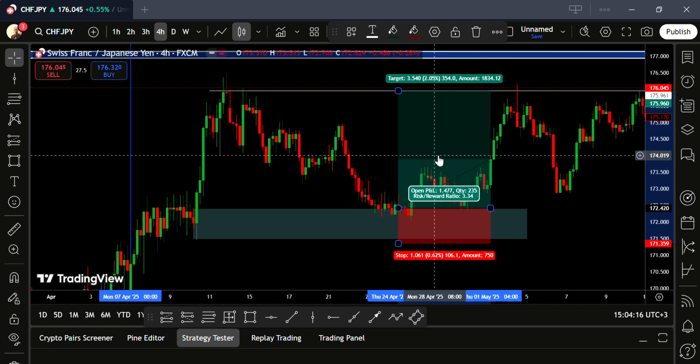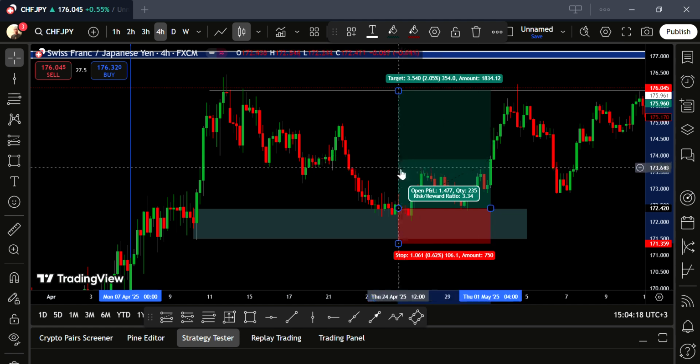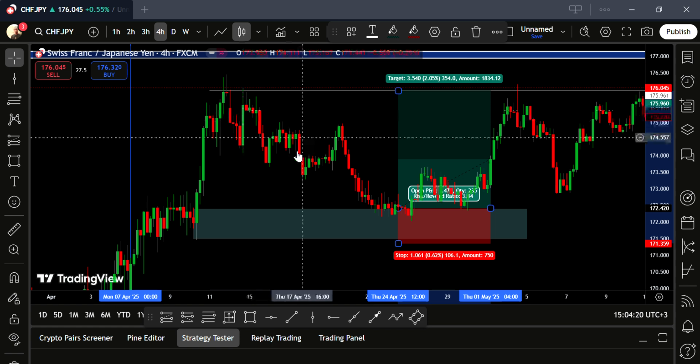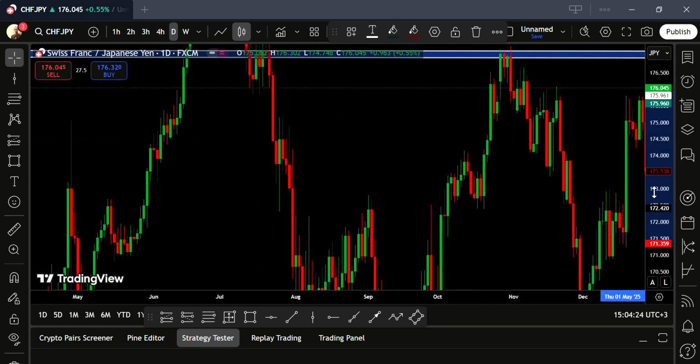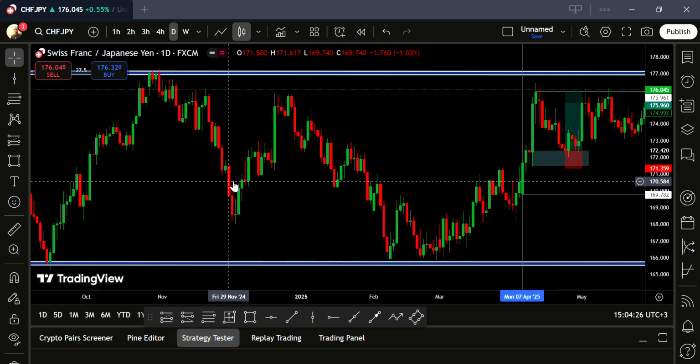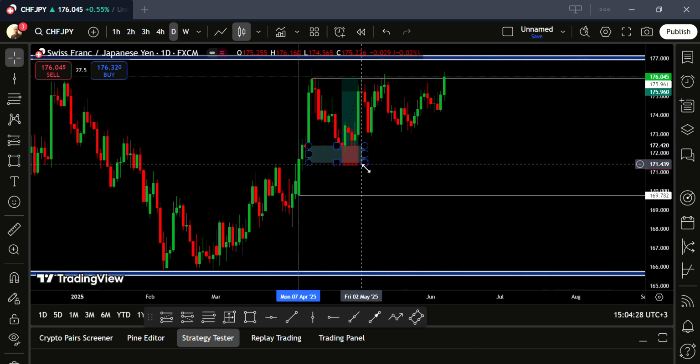I hope guys you have understood. If you haven't, just ignore this one, the price action here. If you haven't understood, it is okay. I'm going to give you another example to help you grasp what I'm trying to tell you.